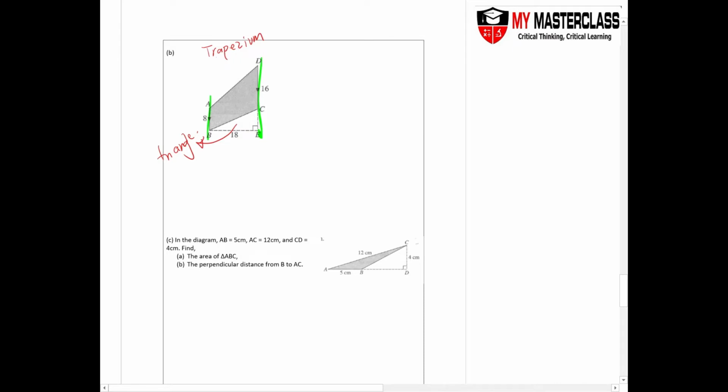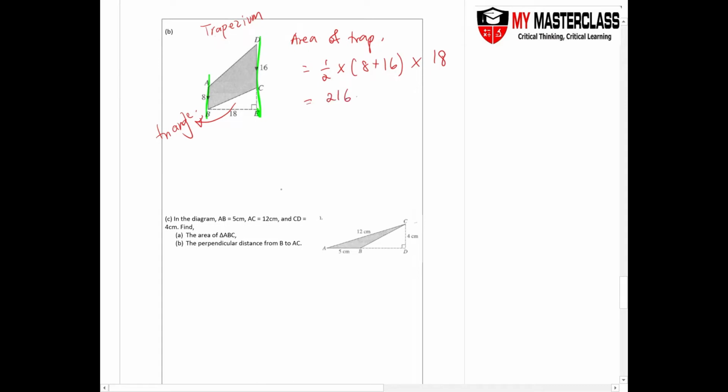They're asking for the shaded region, which means you must find the area of the trapezium, which is half times the two parallel lengths added together, multiplied by the height. This will give you 216 cm square, and because there's no unit, it's okay. Then you look at the triangle, so you have the area of the triangle, which is half times base times height, which is half times 18 times 8. Where do you get 8? Here, this will be 8. So therefore your answer is 72.